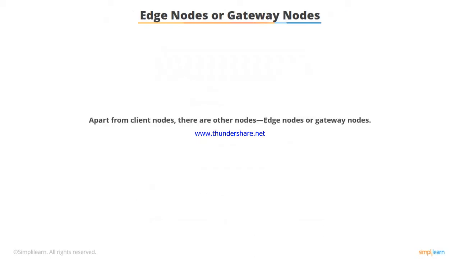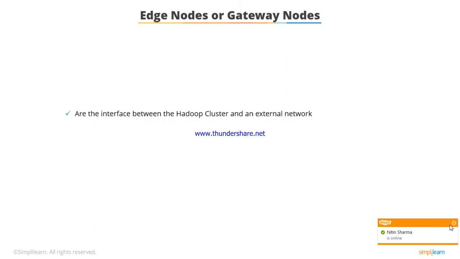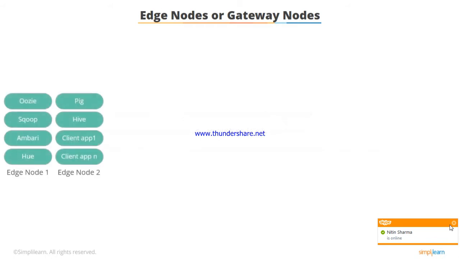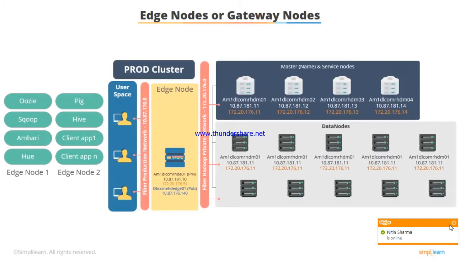Apart from client nodes, there are other nodes, such as edge nodes, also known as gateway nodes. These nodes are the interface between the Hadoop cluster and an external network. Edge nodes are mostly used to run client applications and cluster administration tools. They are also used as staging areas for intermittent data when data is being transferred to the Hadoop cluster. The image here shows some of the processes that can be run on edge nodes. The image on the right shows how it looks in a production environment.